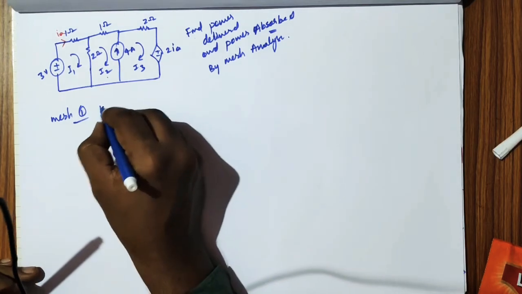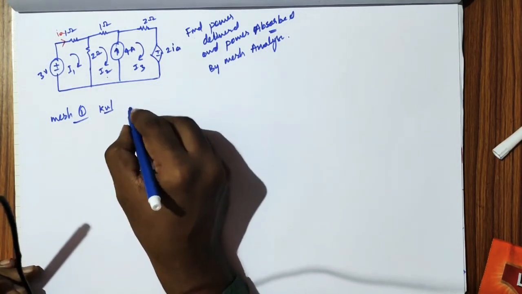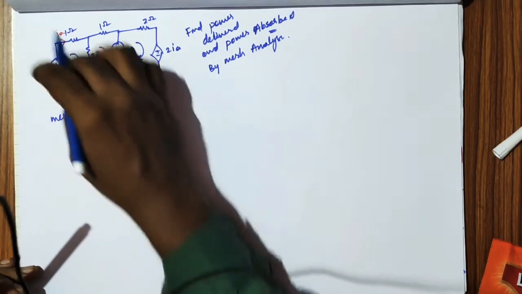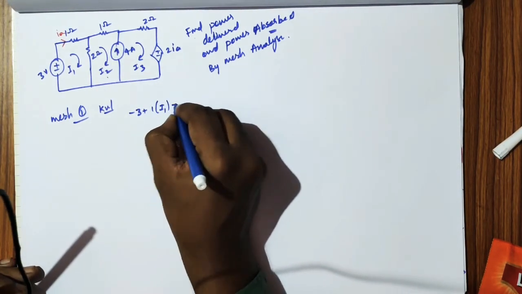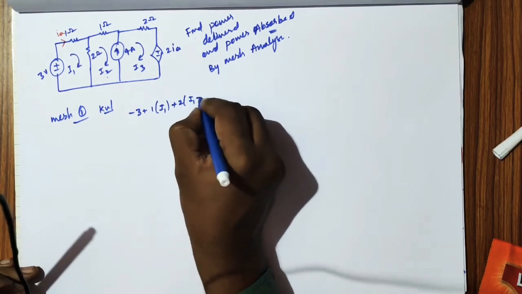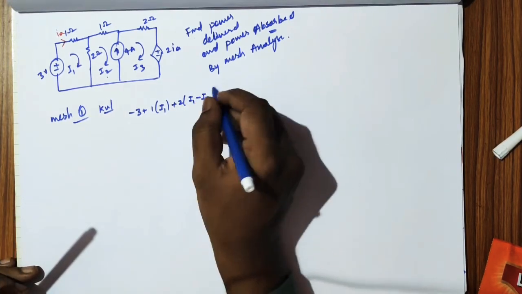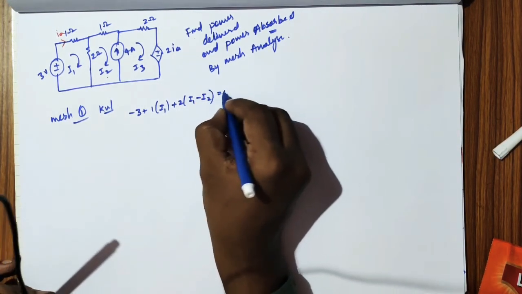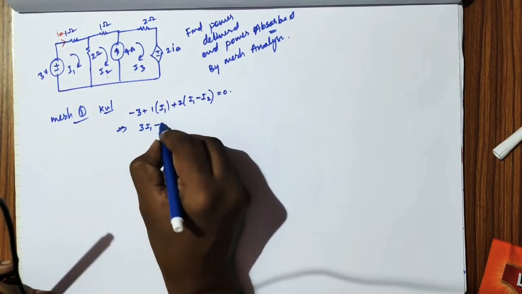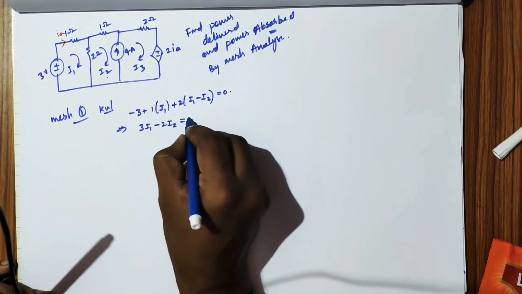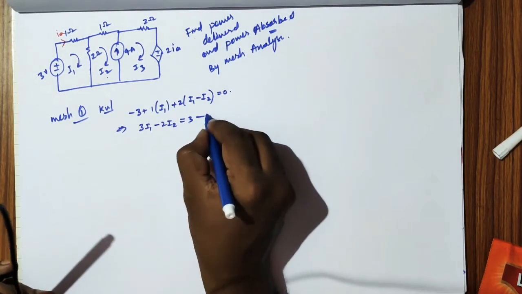From mesh 1, normally apply KVL. So how will we apply? Starting from here, the voltage source 3 minus 3 plus 1 into I1 plus 2 into (I1 minus I2) equal to 0. Further calculating this, we get 3 I1 minus 2 I2 equal to 3. This is equation 1.